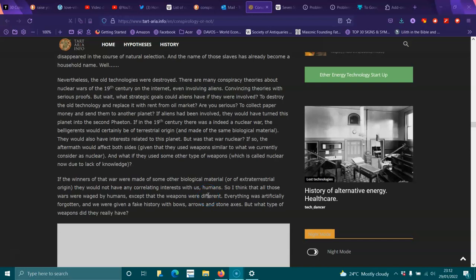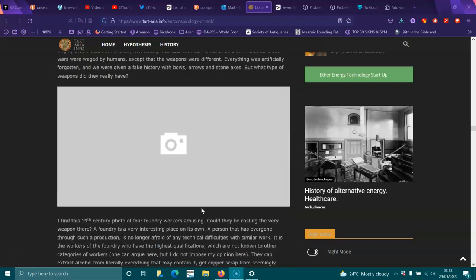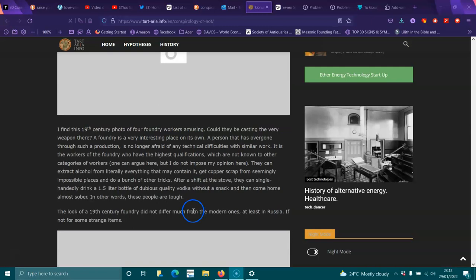Everything was artificially forgotten, and we were given a fake history with bows and arrows and stone axes. But what type of weapons did they really have? I find this 19th century photo of four foundry workers amusing. Could they be casting the very weapon there?